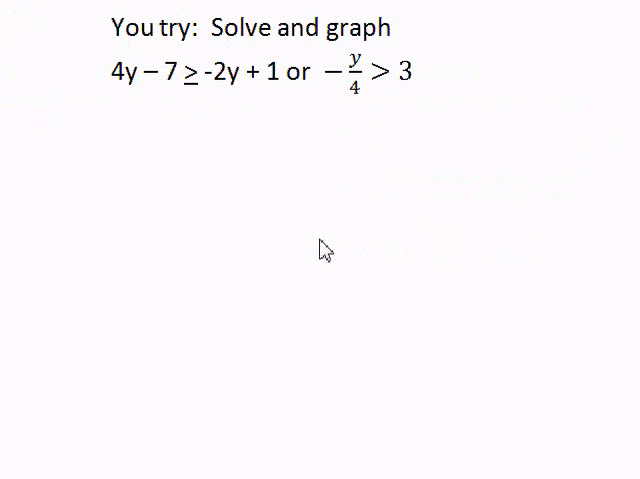Here's an example for you to try. Go ahead and pause the video, work the example out, and press play when you're ready to see the answer.